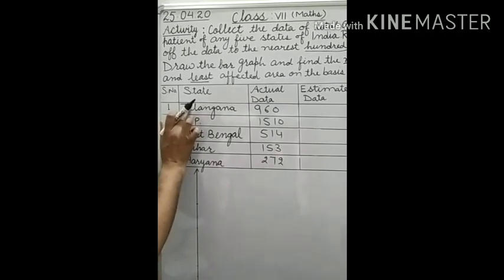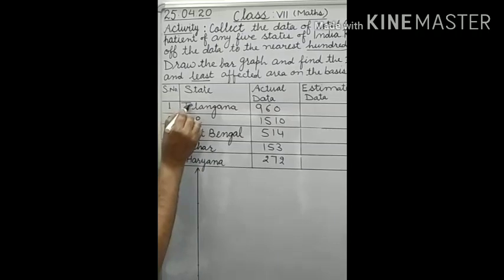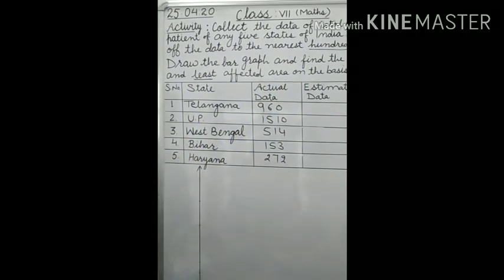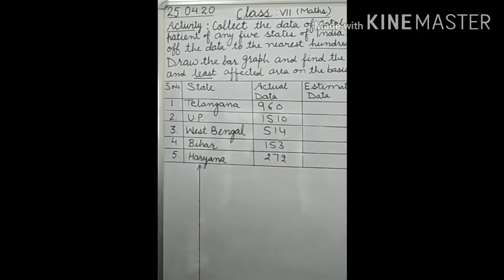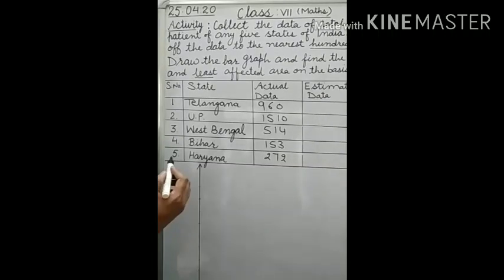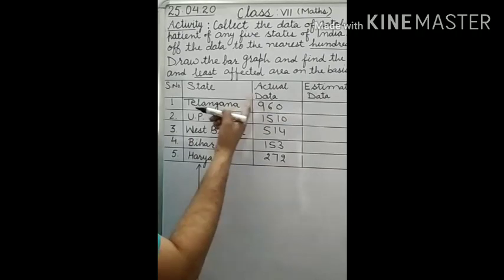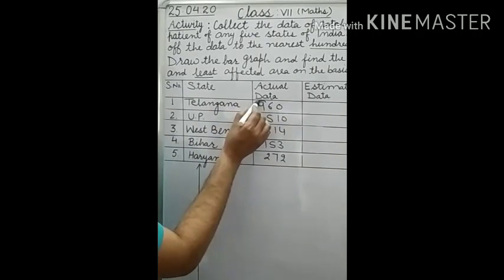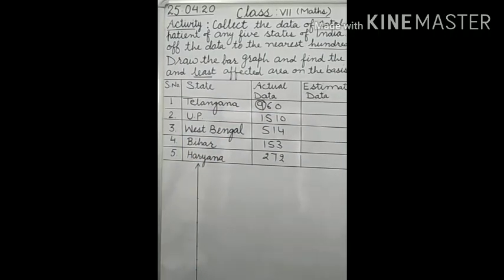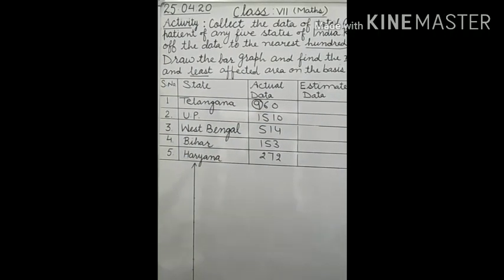First of all, what do we have to do? We have to round off this data to the estimated data. We have to round off to the nearest 100. So first of all, encircle the 100s place. Now you see the digit just after this, which means you have to see the 10s digit.